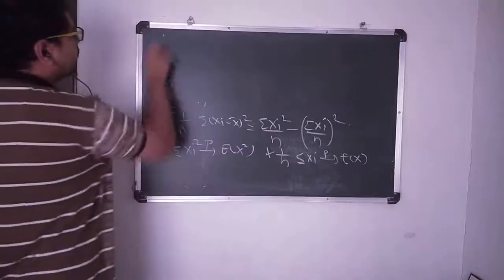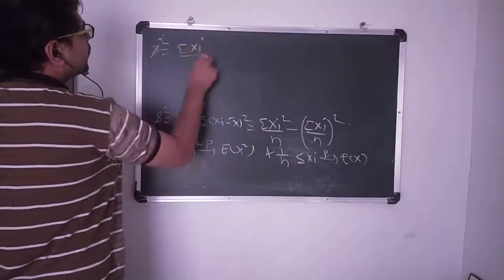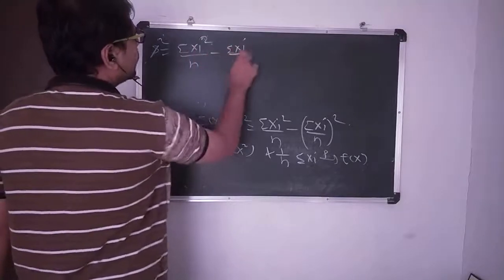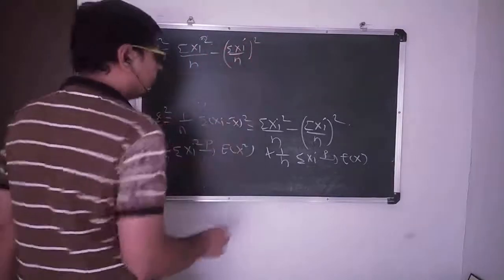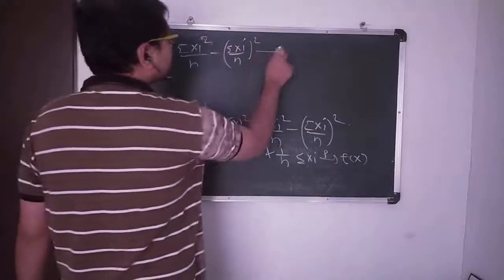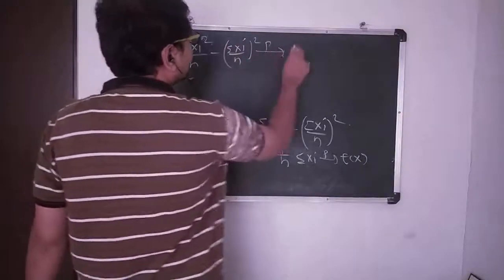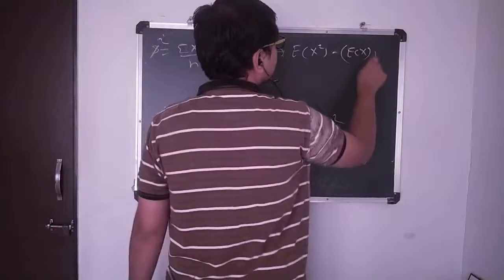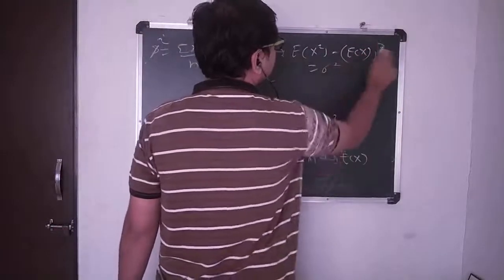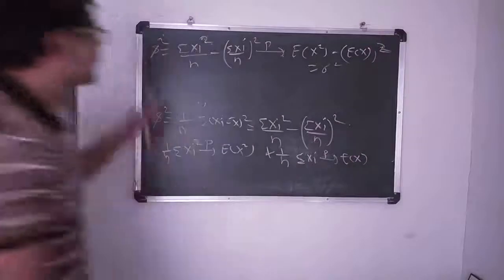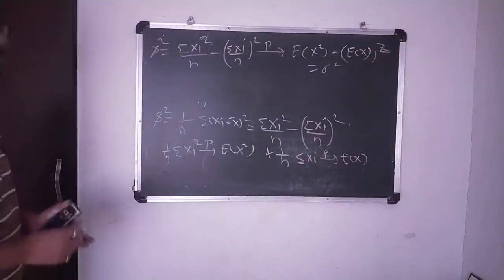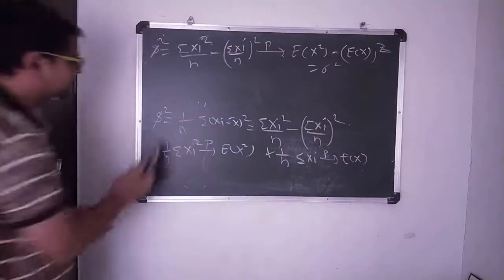So small s square, which is summation xi square upon n minus summation xi upon n bracket square, is a consistent estimator of expected value of x square minus expected value of x bracket square, and this is variance. So this is a consistent estimator of variance, but this is not unbiased. This is biased, and negatively biased.